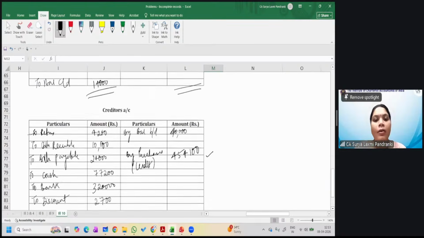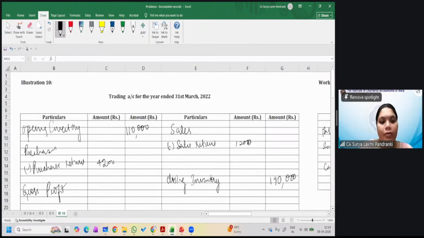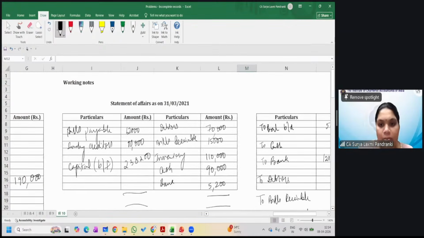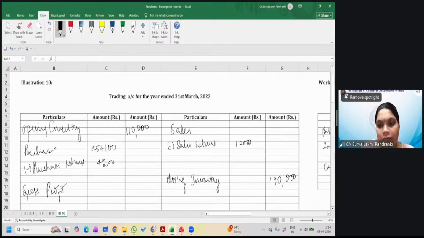Okay. Now this 454,100 will come where? In your trading account. To finish this only, we did that account. 454,100. Is it right? Yes, ma'am. And sales, we got it from the debtors account. Now, how much is the balance in debtors? 959,750. Okay. Tell me the final figure also after purchase returns and sales returns.